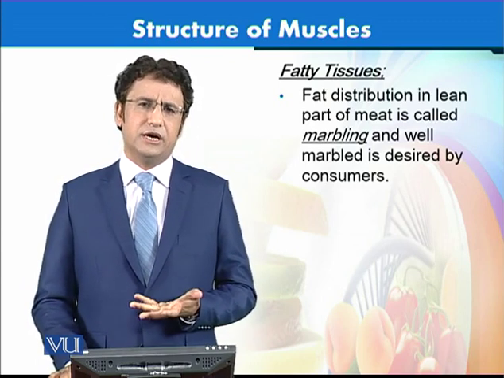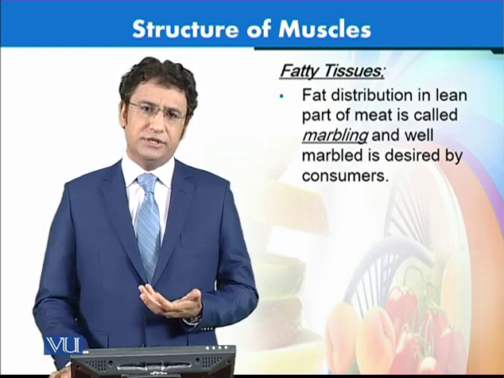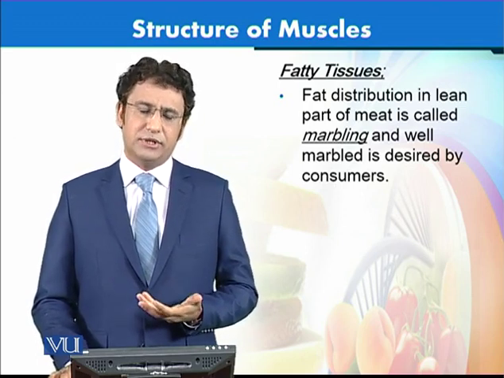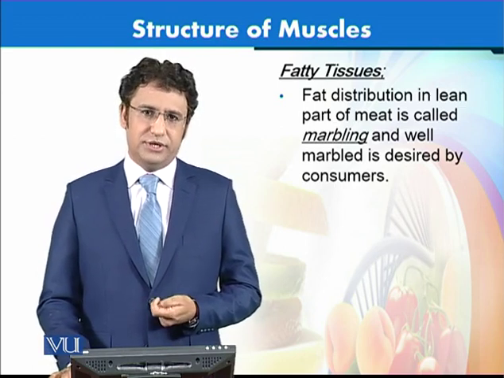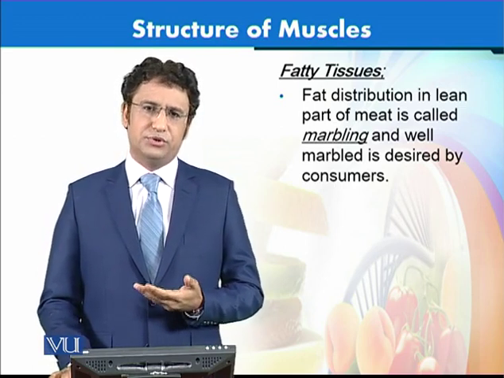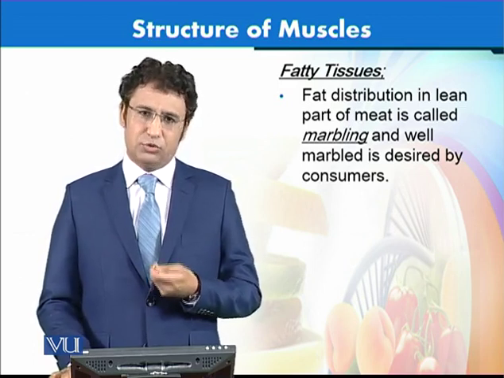This is technically called marbling. This is a desirable trait in meat. Whenever we have high marbling, we would basically have good quality meat. So in order to produce high quality meat, most of the feeds would actually target to have more marbling in the animals.